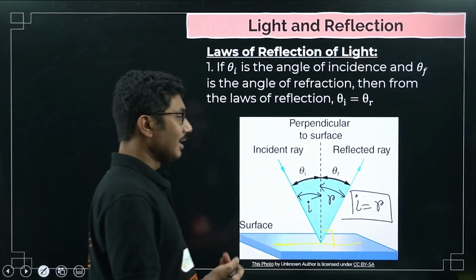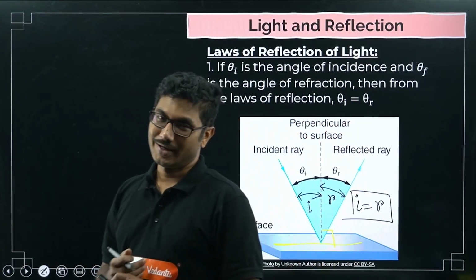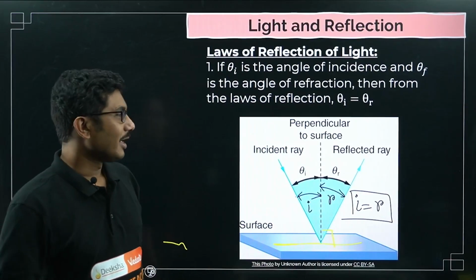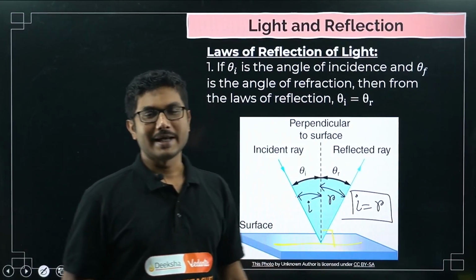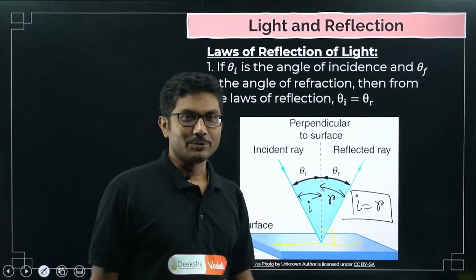If you are old school, you can use theta I, theta r. If you are Gen Z, Gen Next, Gen Alpha, you can use i equals r. The i equals r form is more popular because it is short and small. We like short and small. We don't like to write too much. So i is the new thing.